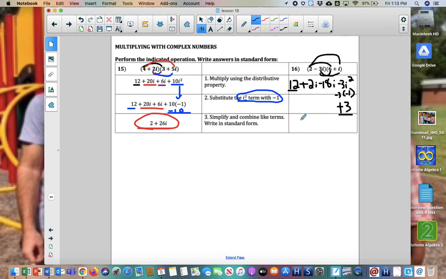12 plus 3 is 15, and then we get 2i minus 18i. So 2i minus 18i, well, 2 minus 18 is negative 16i. And that would be my answer, 15 minus 16i.